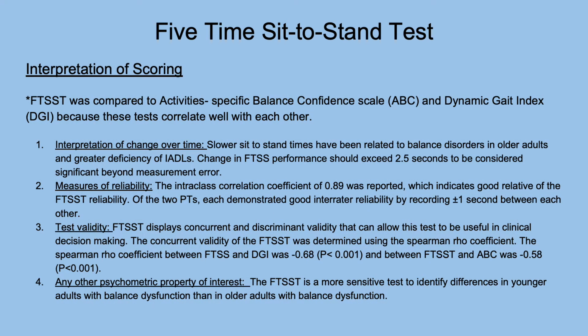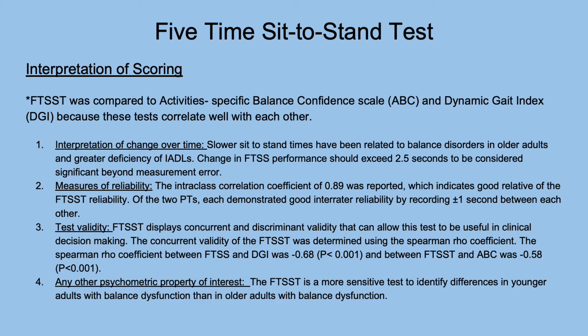In researching this test, it was compared to the Activities-specific Balance Confidence Scale, or ABC, and the Dynamic Gait Index, or DGI, because these tests correlate well with each other. This can be discussed in interpretation of change over time, measures of reliability, test validity, and any other psychometric property of interest. In interpretation of change over time, slower sit-to-stand times have been related to balance disorders in older adults and greater deficiency of instrumental ADLs.